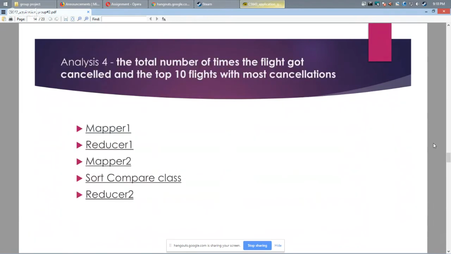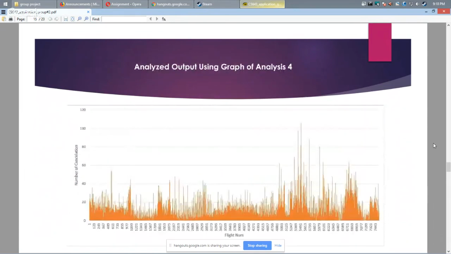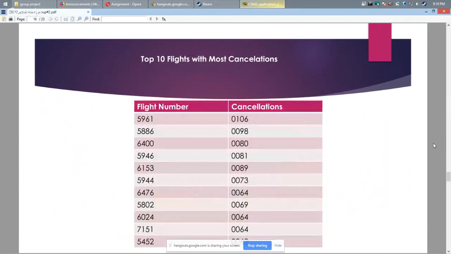The next thing we looked at was the total number of times a flight got canceled and the flights with the most cancellations. So again, we mapped and looked at all the cancellations for each of the flights, and here are the flights that had the most number of cancellations, so something like 100 for the top 2 most canceled flights.